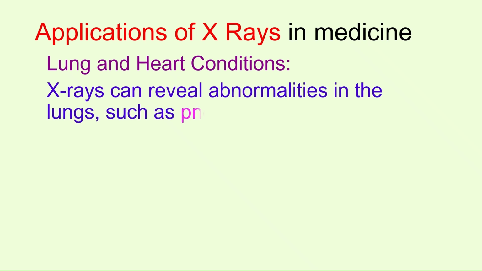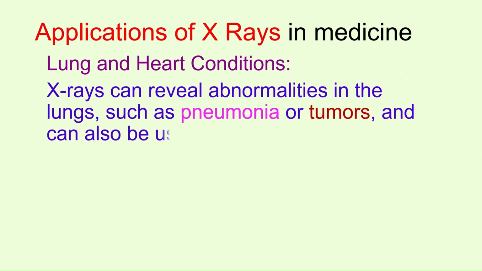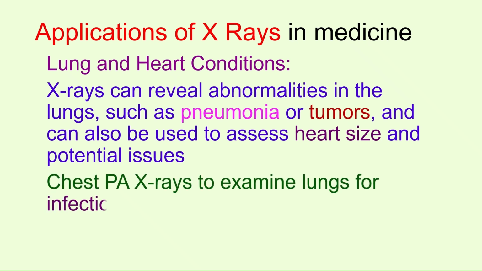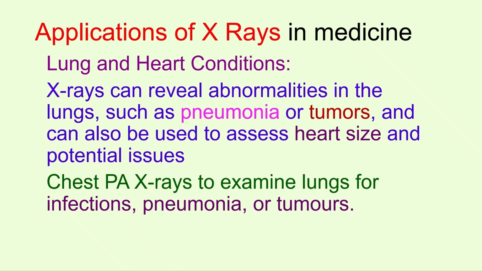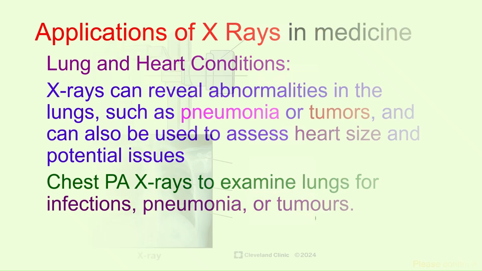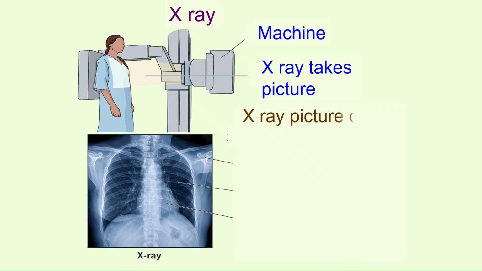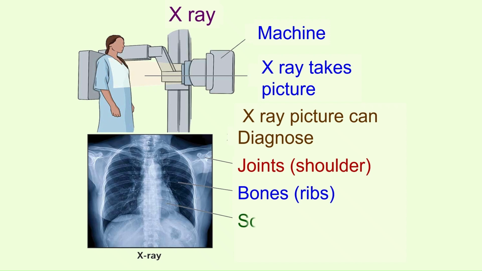Lung and heart conditions. X-rays can reveal abnormalities in the lungs, such as pneumonia or tumors, and can also be used to assess heart size and potential issues. A typical chest PA X-ray is used to examine lungs for infections, pneumonia, or tumors. Note here how they are diagnosed: joints, shoulder, bones, ribs, soft tissue, heart.